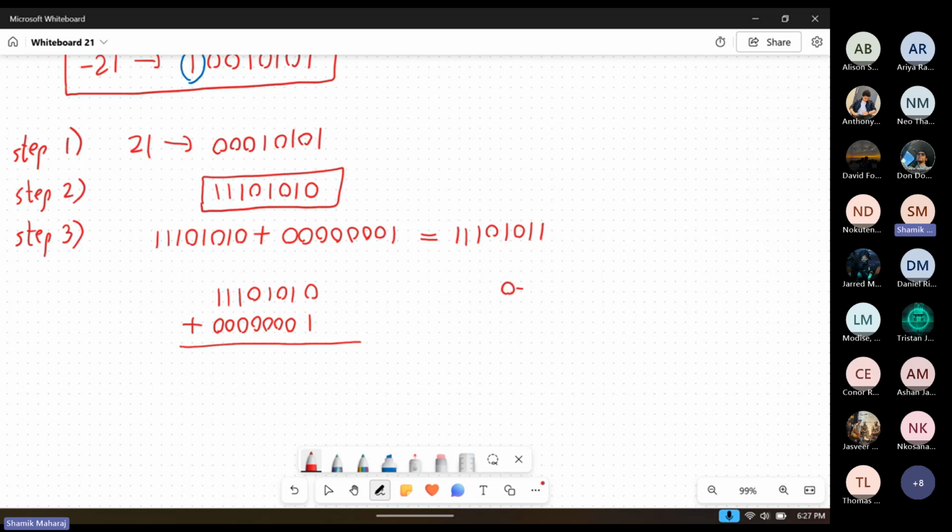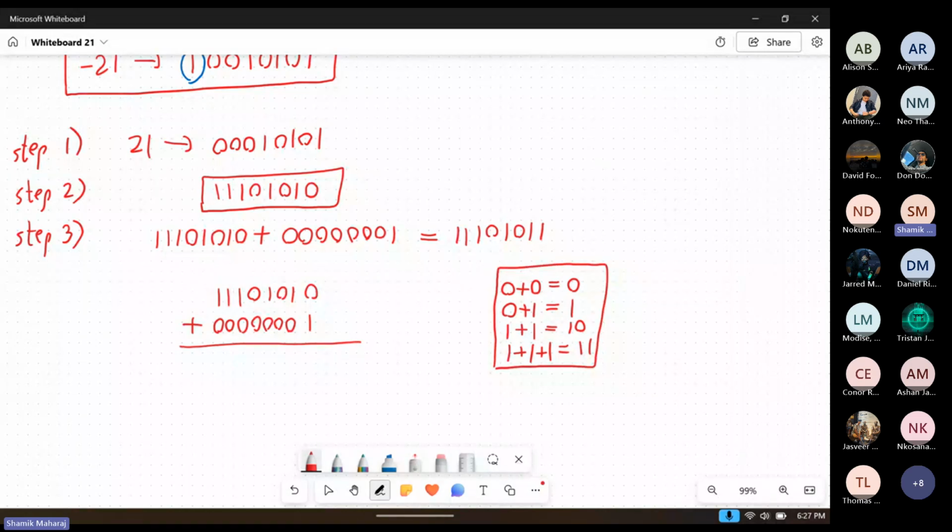You could get a 0 plus a 0, which will just give you 0. You could get a 0 plus a 1, which is 1. You could get a 1 plus a 1, which is 10 in binary. It's not 2 because there is no 2. And you could, in the rarer cases, get 1 plus 1 plus 1, which is 10 plus 1, which gives us 11. So these are the only 4 possible things that can happen when we're doing sums like the one I wrote on the left.